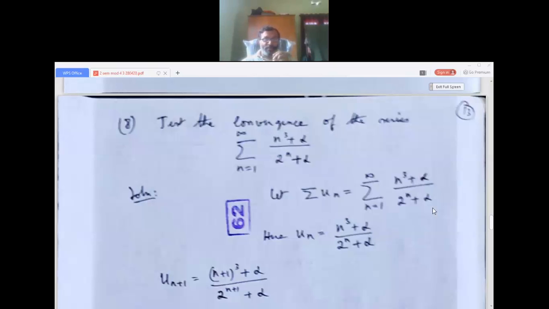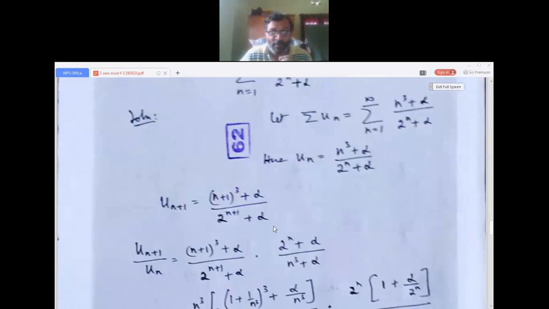So in this comparing, un will be (n cube plus alpha) divided by (2 power n plus alpha). Now un plus 1 means wherever n is there, put n plus 1. So un plus 1 is ((n plus 1) cube plus alpha) divided by (2 power n plus 1 plus alpha).